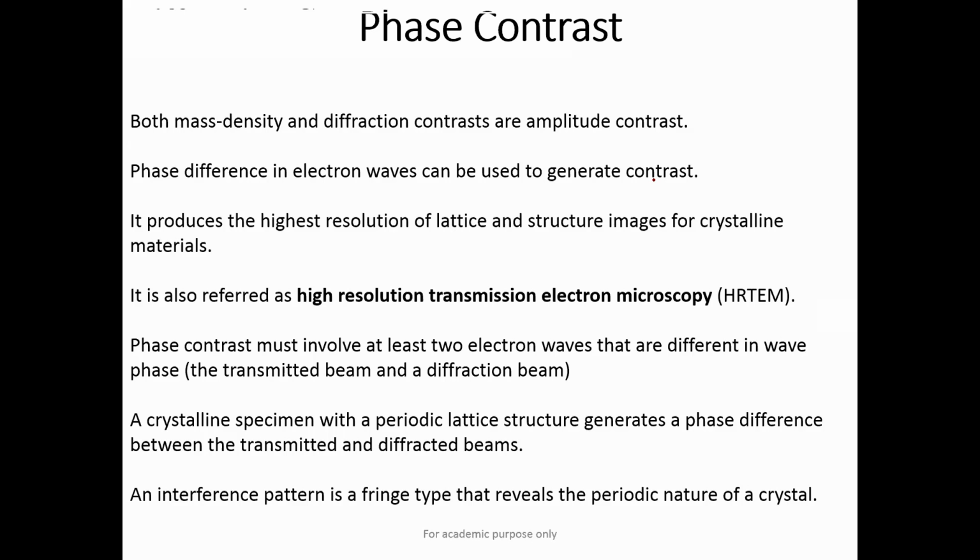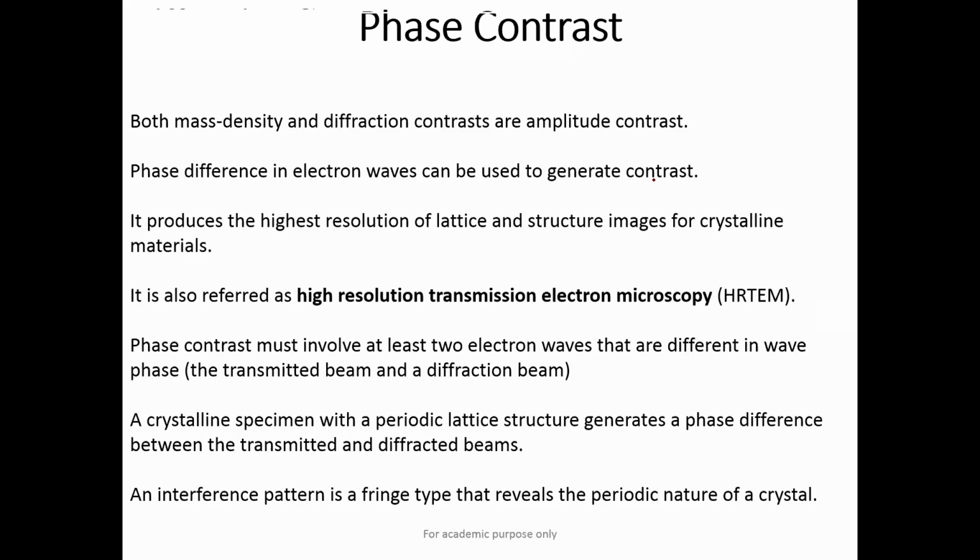Okay, so any crystalline sample is having some periodic lattice structure, meaning periodic lattice planes. So the beam diffracted from this will have different kind of phase information. So this is also used for the measurement of displacement. Suppose the interplanar spacing is changed, it will reflect in your HRTEM image.